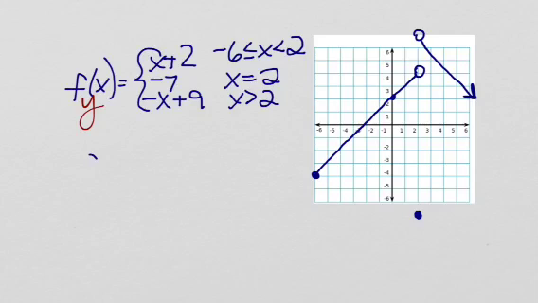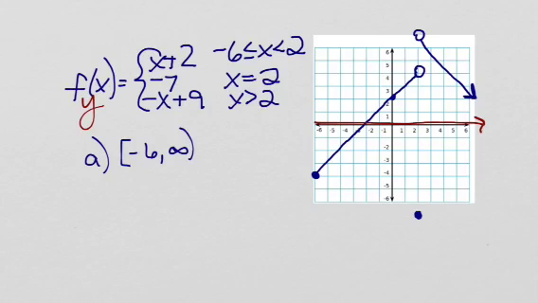So question A is asking me to find the domain. My domain is all possible x values. I start here at -6 and continue on as far as that arrow will go, which is out to infinity. So since I can include -6, my domain is -6 to infinity with a bracket on this -6.